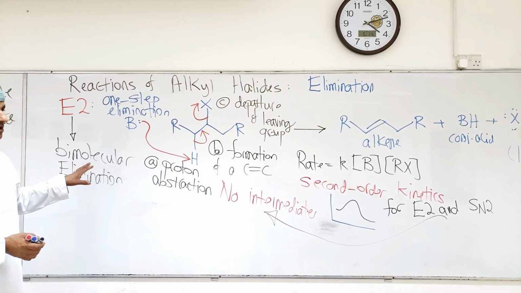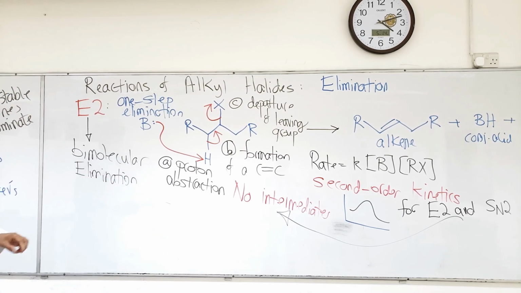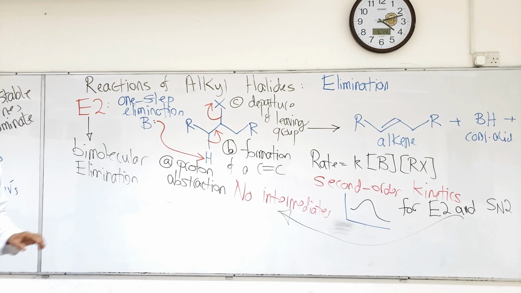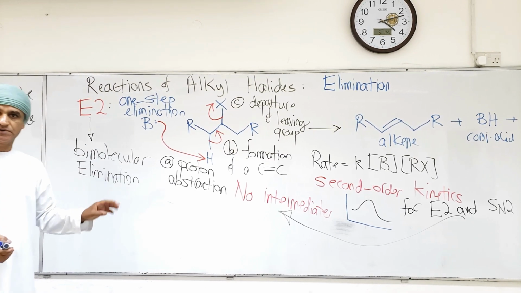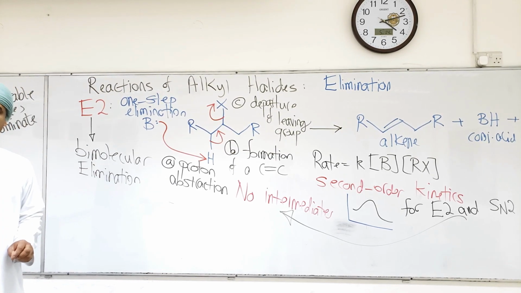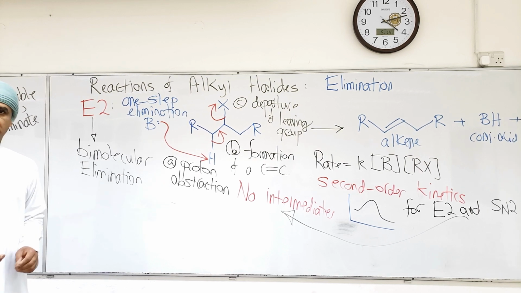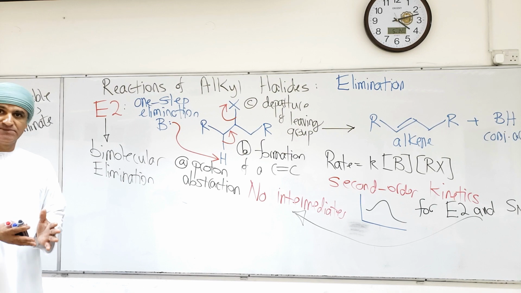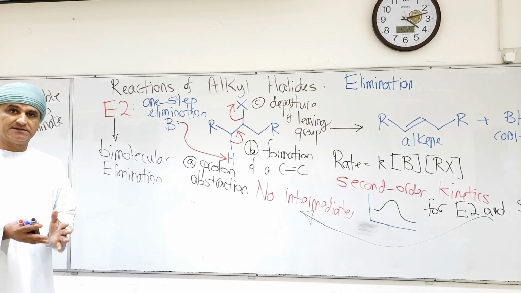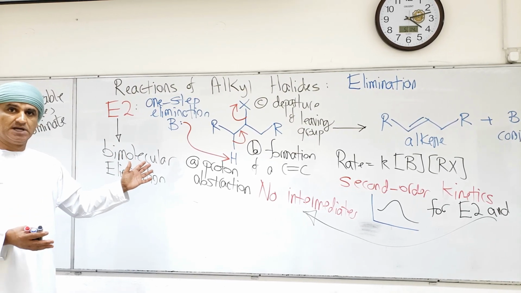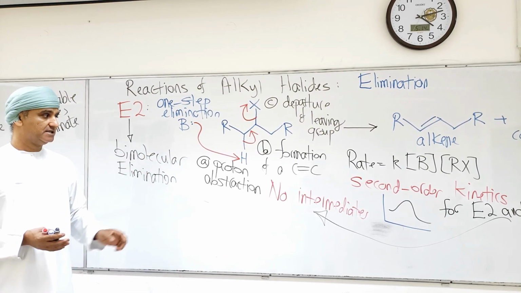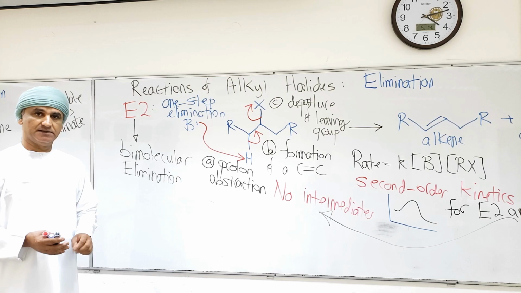A summary of this video is that if the three events of elimination reactions, proton abstraction, formation of a carbon-carbon double bond, and departure of the leaving group, take place at the same time or simultaneously, then the mechanism type is E2. It's a second-order kinetic elimination or bimolecular elimination. There are no intermediates in this reaction.